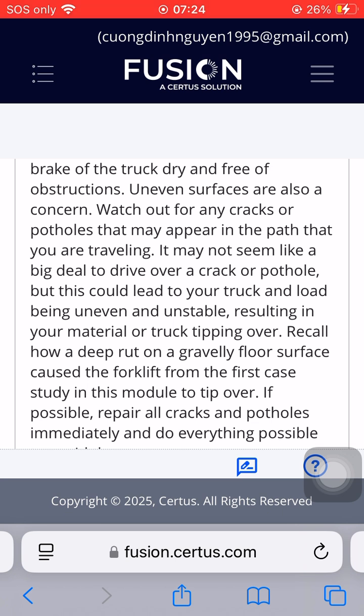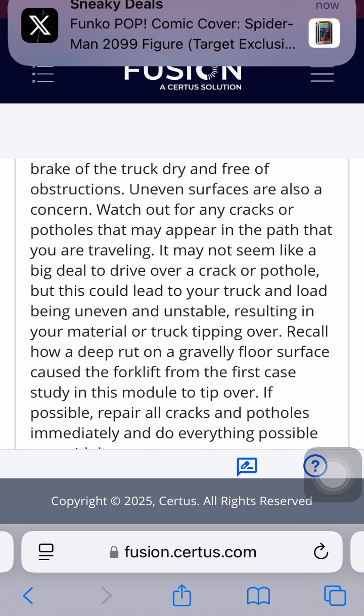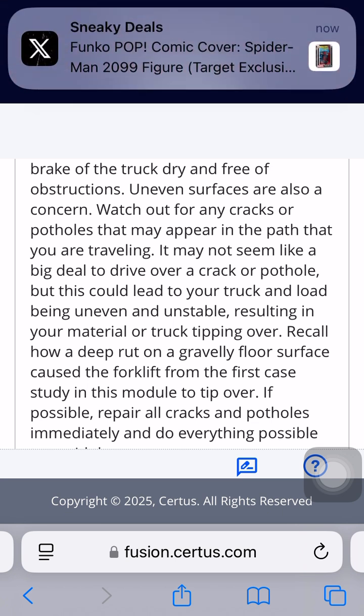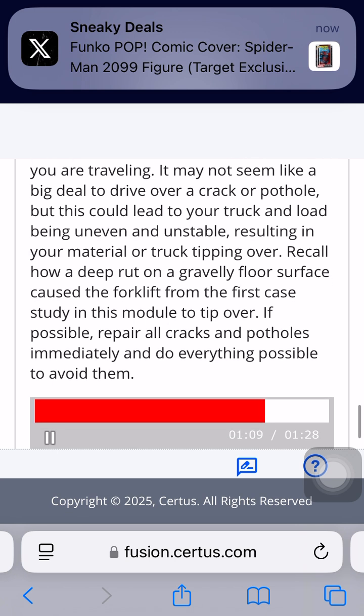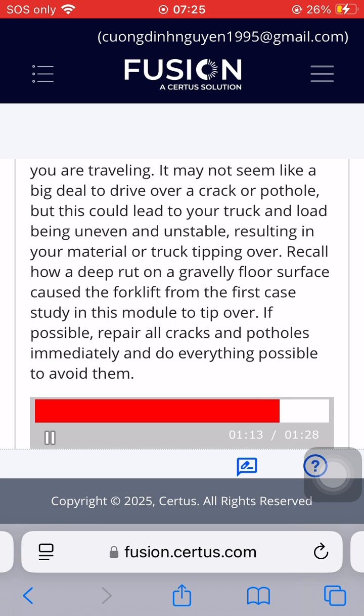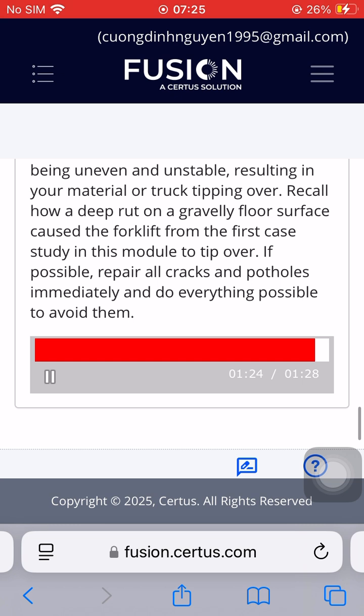Watch out for any cracks or potholes that may appear in the path that you are traveling. It may not seem like a big deal to drive over a crack or pothole, but this could lead to your truck and load being uneven and unstable, resulting in your material or truck tipping over. Recall how a deep rut on a gravelly floor surface caused the forklift from the first case study in this module to tip over. If possible, repair all cracks and potholes immediately and do everything possible to avoid them.